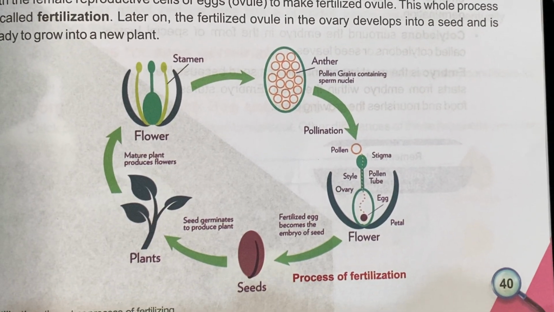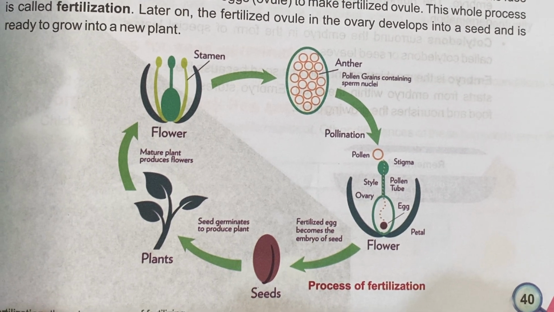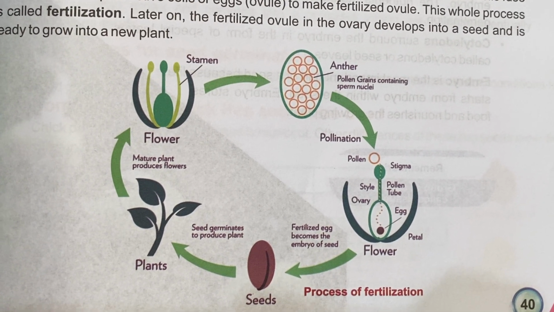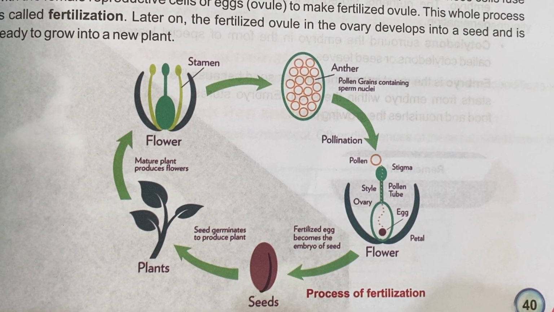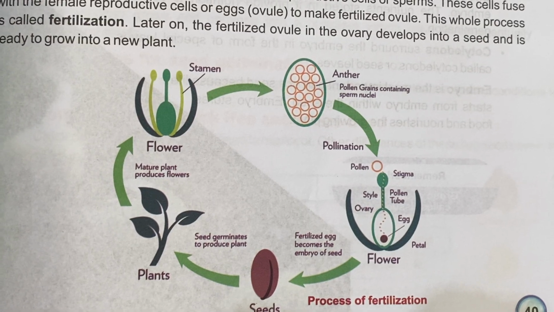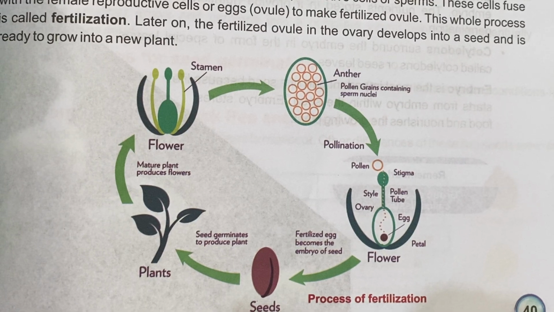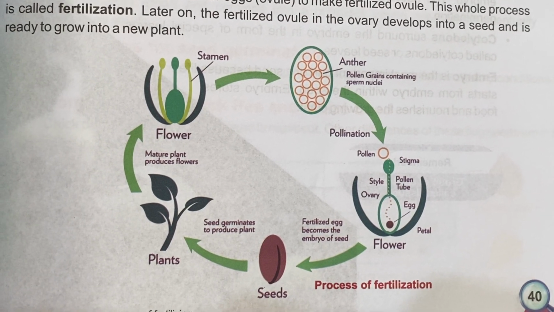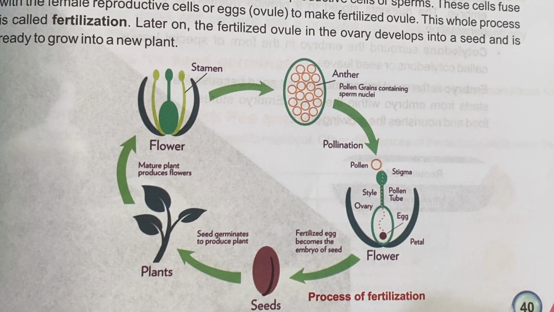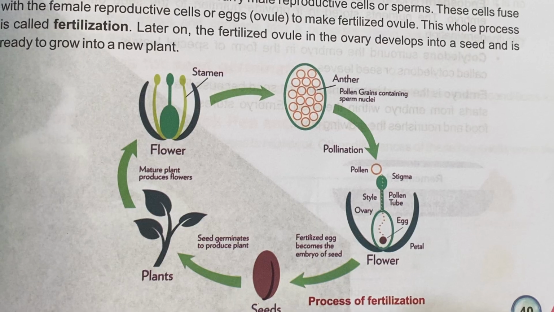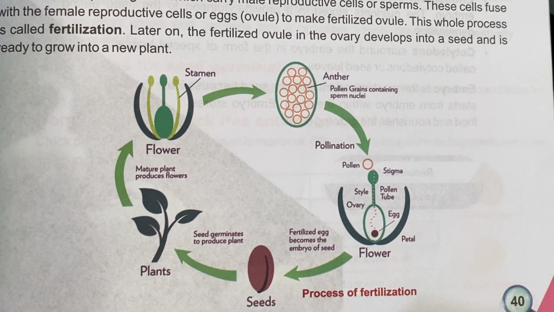Here we can overview the process in a diagram. Process of fertilization. Anther, pollen grains contain sperm nuclei. Pollination occurs between pollen and stigma, with the pollen tube, egg, petals, style and ovary of the plant. The fertilized egg becomes the embryo of the seed, and then the seed grows into a mature plant that produces flowers and stamens, and then the process repeats.